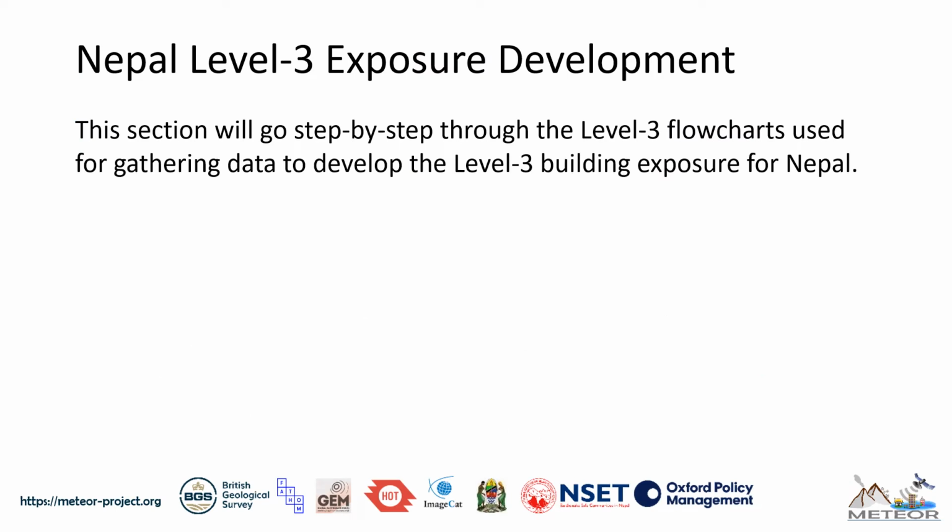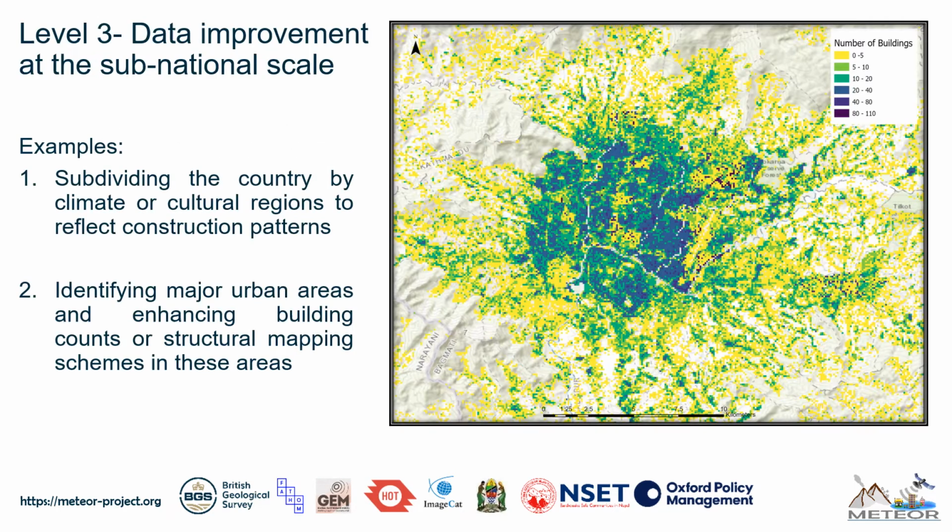We will go step by step through a series of flowcharts that assist in organizing and determining the type of data that is required for a Level 3 building exposure. A Level 3 building exposure improves upon country-level data by identifying subnational variations in construction patterns based on climate or cultural region-specific norms. As well, a Level 3 building exposure identifies major urban areas and enhances building count or structural mapping schemes.